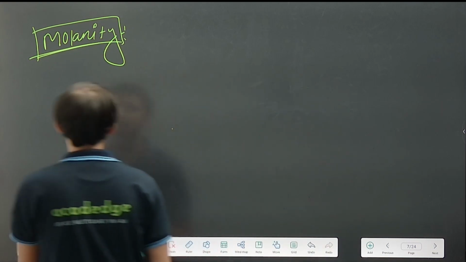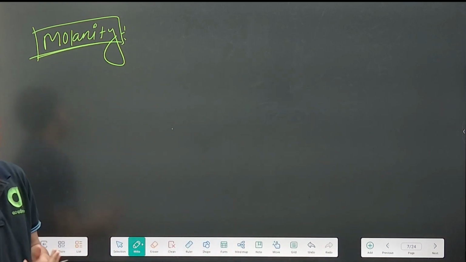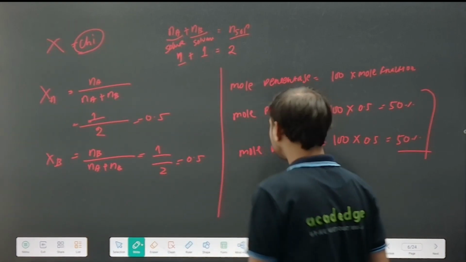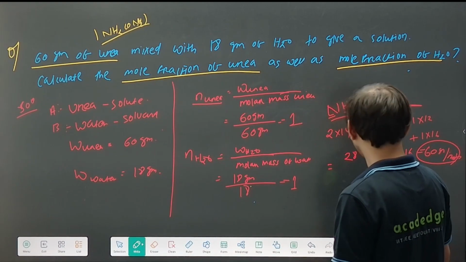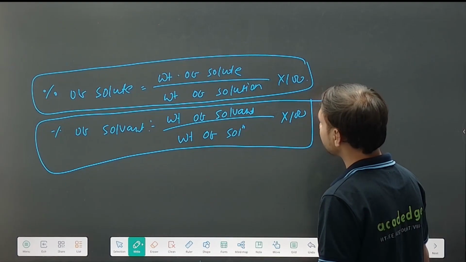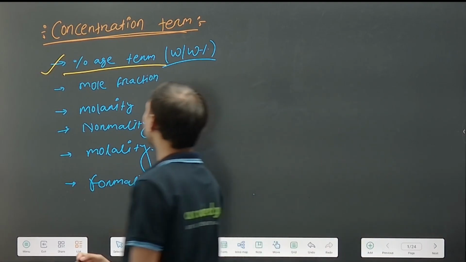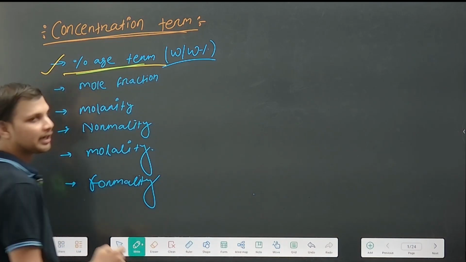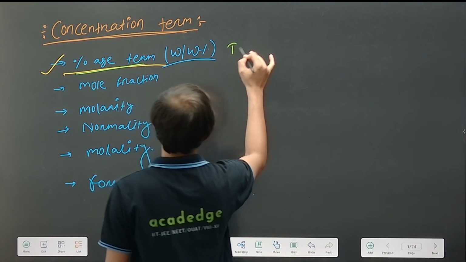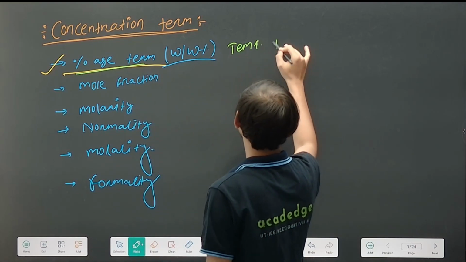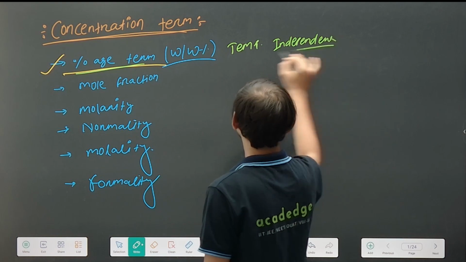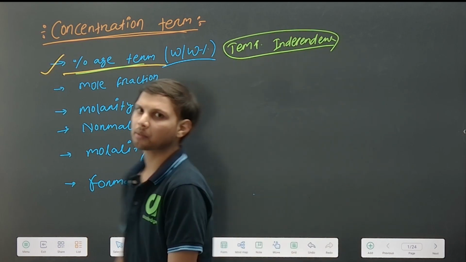So there are several terms which are actually dependent on temperature. Like if we increase or decrease the temperature, the concentration term will also vary. I want to tell you here itself, if I'm talking about the percentage term, that means weight by weight percentage, it will be a temperature independent term, because as we know, temperature has no effect on our mass, right?